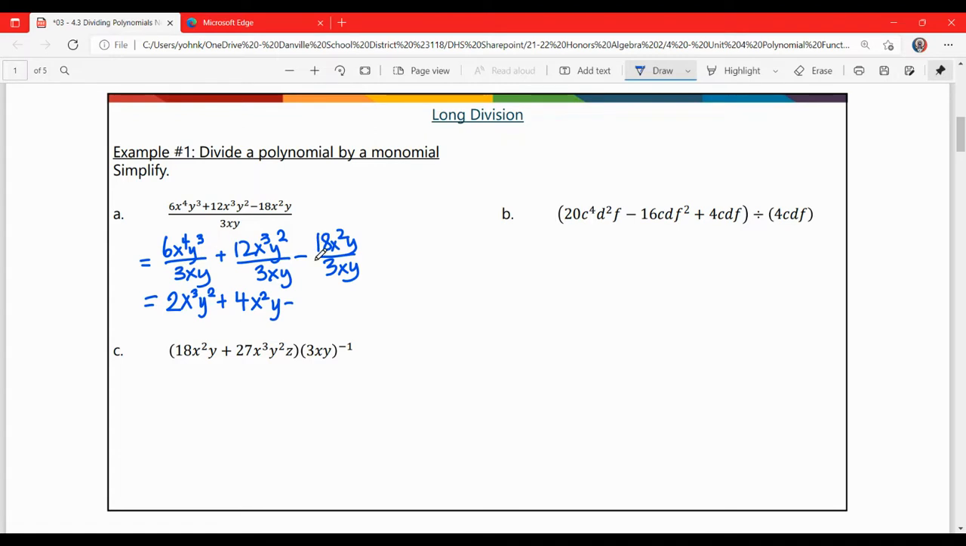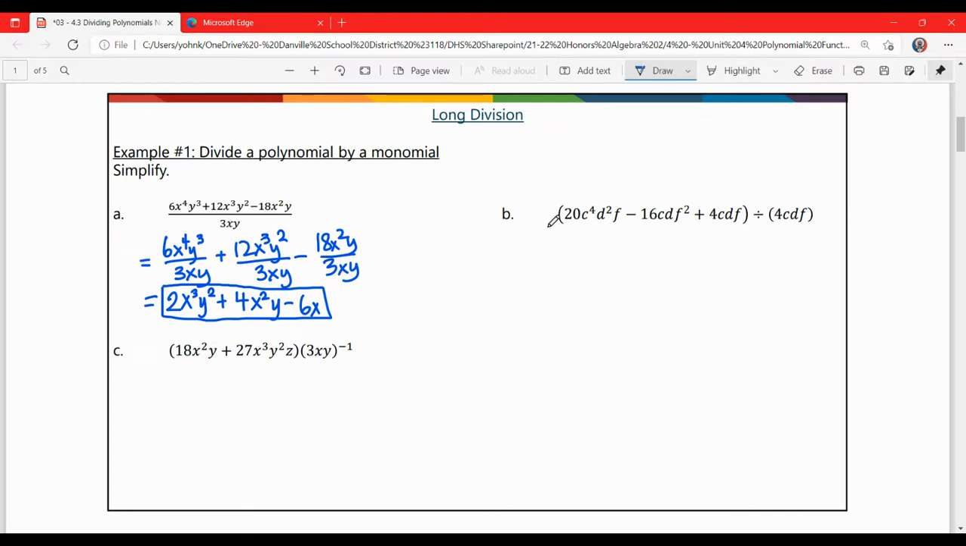Minus, here I have 18 divided by 3, which is 6. I have x squared divided by x, which is x. And y divided by y goes to 1. Check and see if you've got any like terms. If you do, collect them. If you don't, move on.